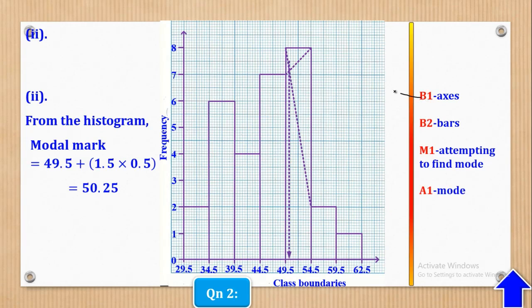Now let's see how marks can be awarded. B1 for the axes, B2 for all the bars correctly drawn using a ruler, M1 is for attempting to find the mode, and A1 is for the mode.